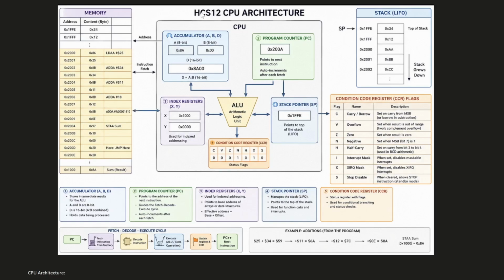This is the CPU, which is known as the brain of the microcontroller. Inside it, we have three main components. First, the ALU, or the arithmetic logic unit. This is where all the math and logic operations happen. If you're doing addition, subtraction, comparison, bitwise operations, it all happens here. Second, the control unit. This is the traffic cop. It decodes instructions and coordinates everything.